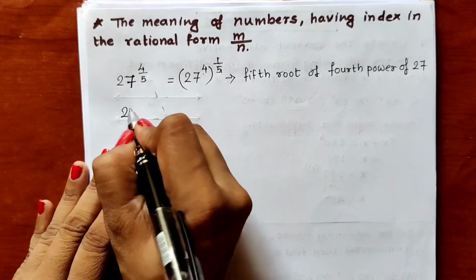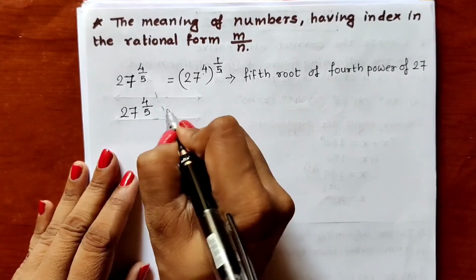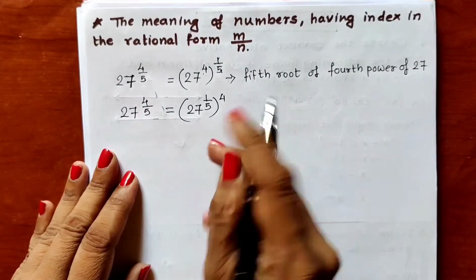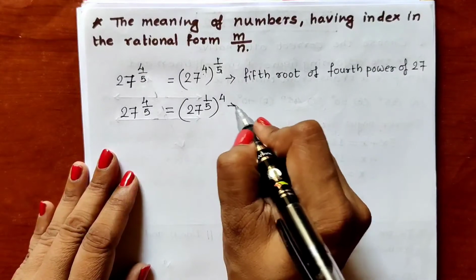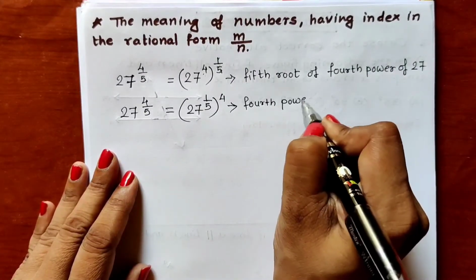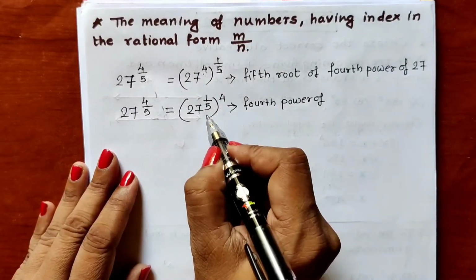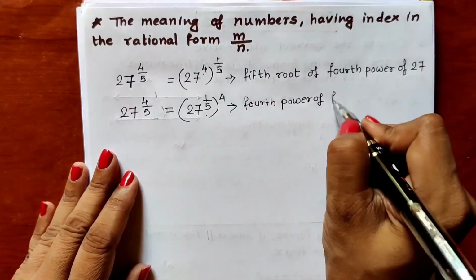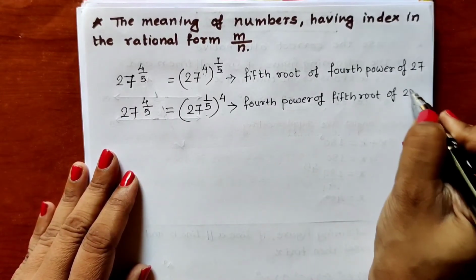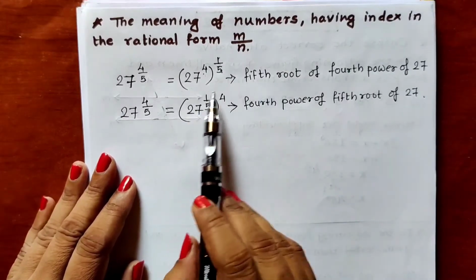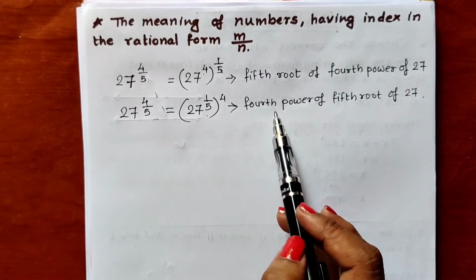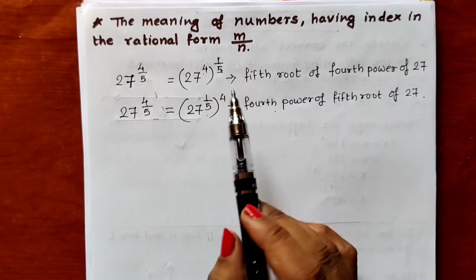Again the same number can be written like this: 27 raised to 1 upon 5 raised to 4. Now 4 is written outside the bracket, so it means fourth power. 1 upon 5 is written inside the bracket, it means fifth root of 27. So the number can be written in two different ways. The meaning is in two different ways, but the answer in the end is the same.